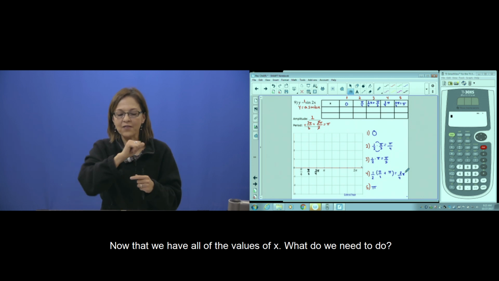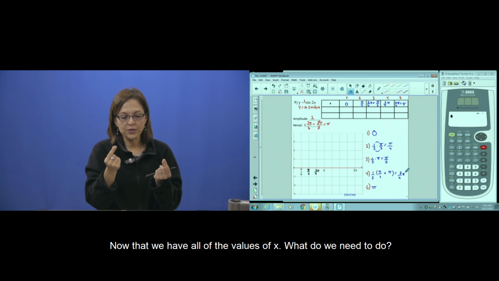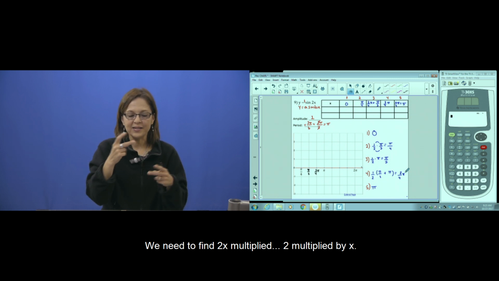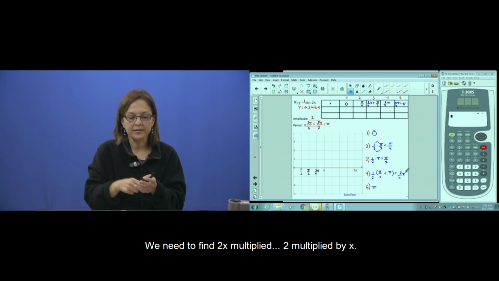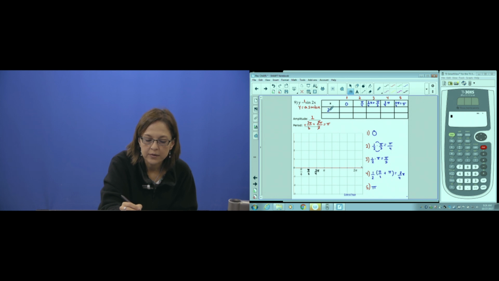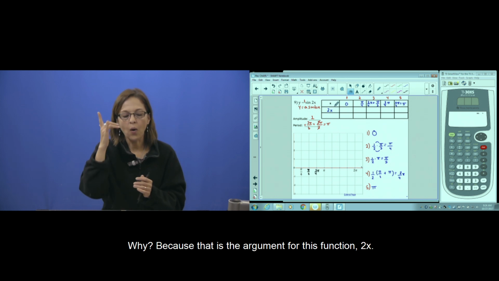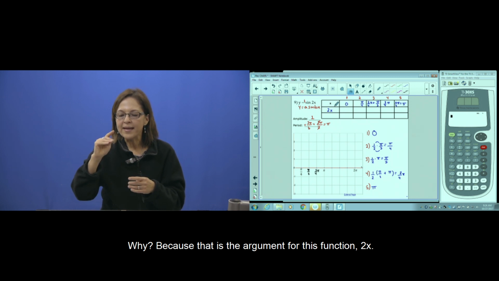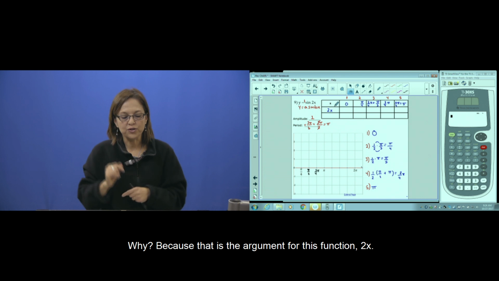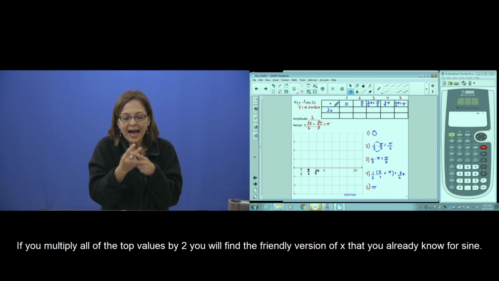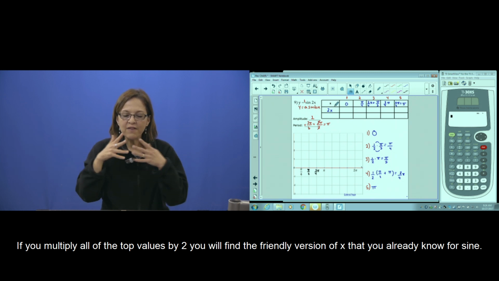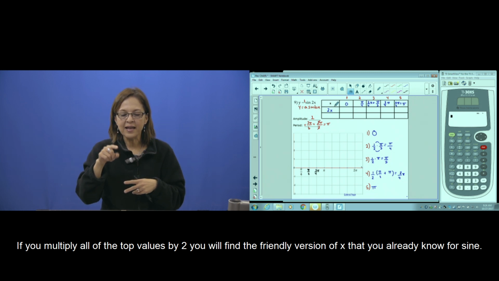Now that we have all the values of x, what do you do? You have to find 2x. Multiply 2 times x. Why? Because that is the argument for this function, 2x. If you multiply by 2 all the x's on the top, you will find the friendly values of x that you already know for sine.